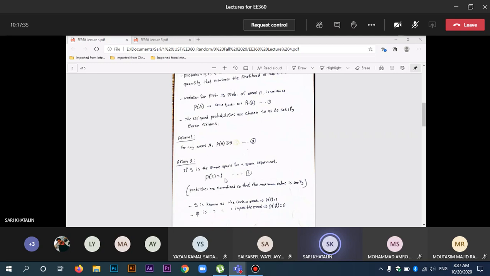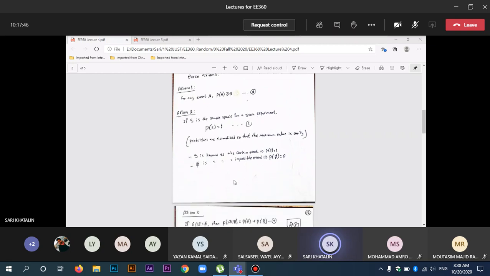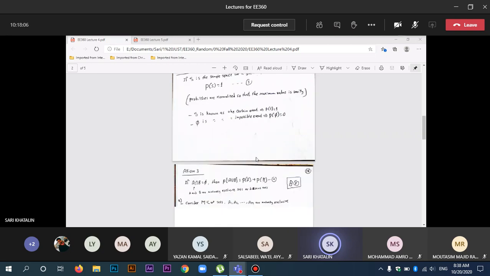Okay, so from axioms 1 and 2, we can see that the probability is between 0 and 1; it cannot be less than 0 and cannot be larger than 1. And here at the bottom we see S is known as the certain event, obviously, because it contains all of the elements, and phi, the null set, is obviously the impossible event because it has no elements.